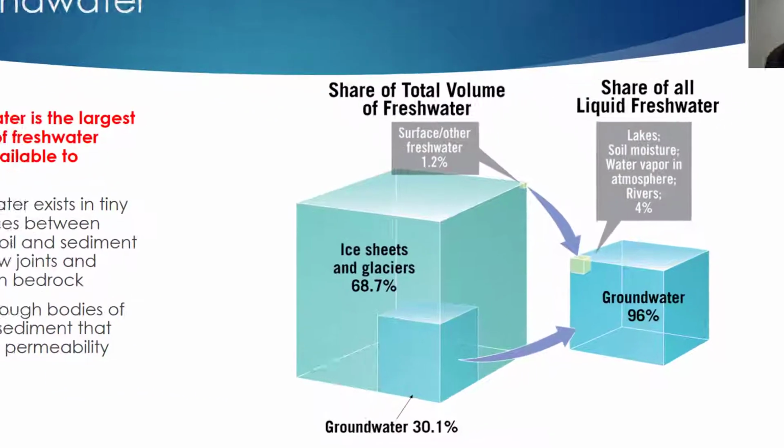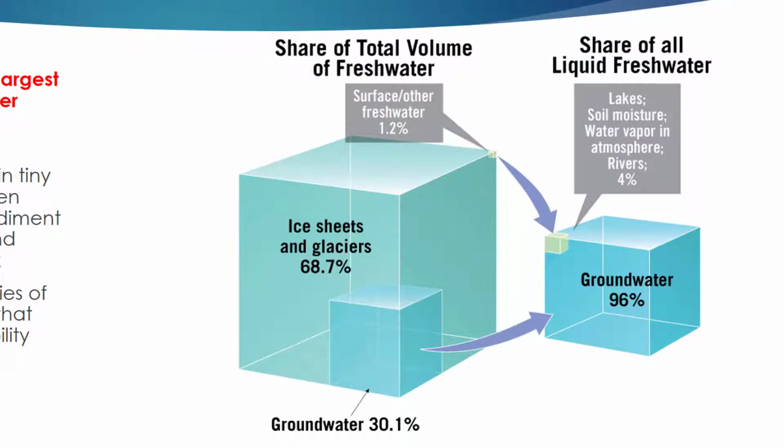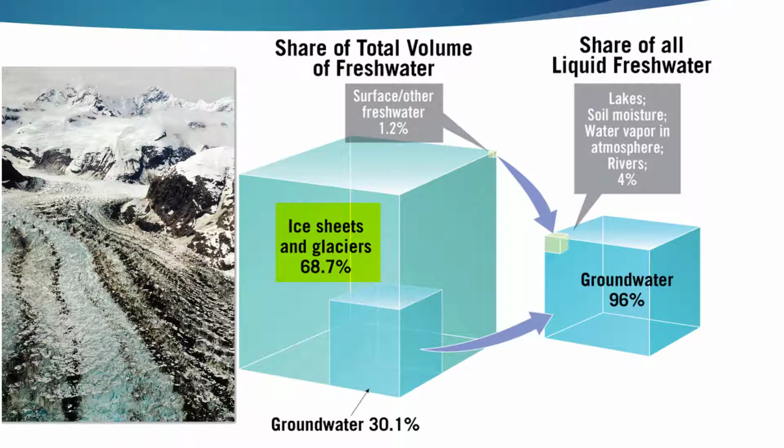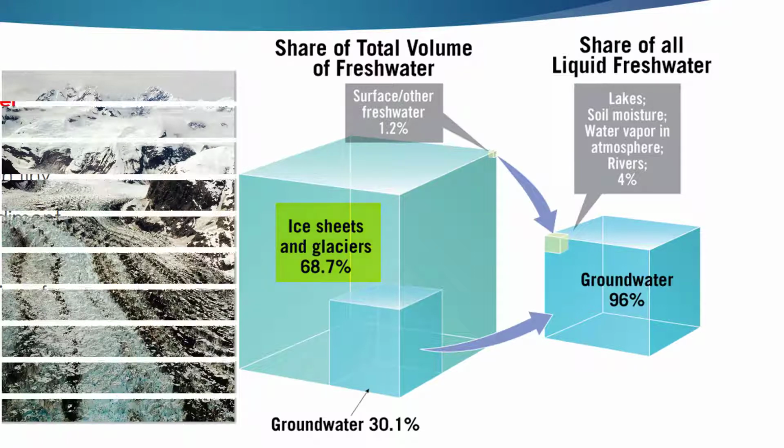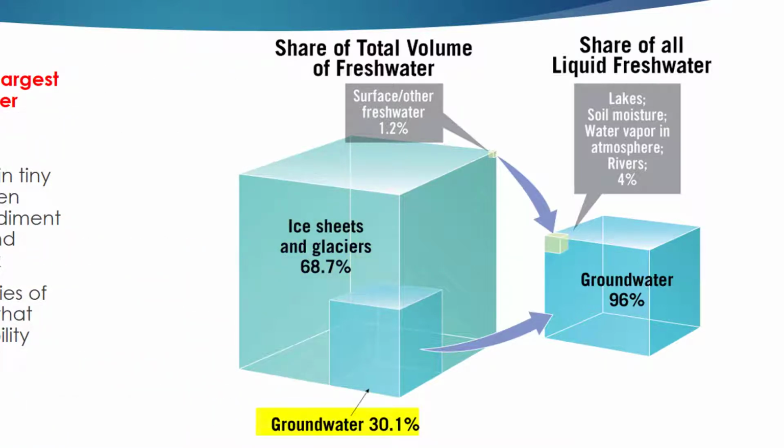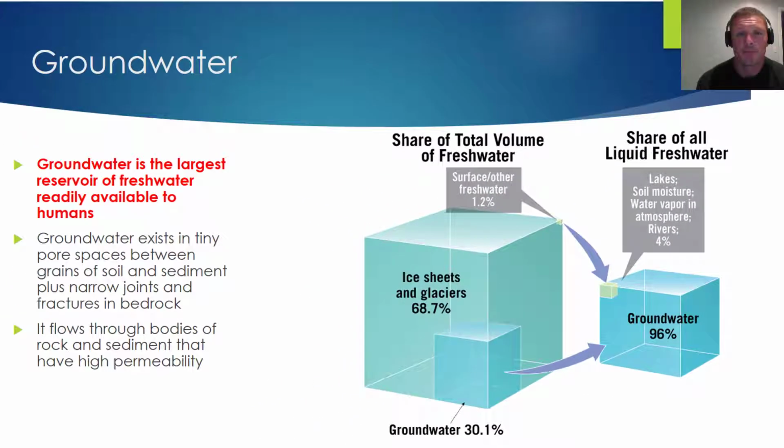If we look at the share of total volume of fresh water on planet Earth, we see that ice sheets and glaciers account for about 68.7% of that fresh water. That is water that is not readily available for our use. But groundwater, which accounts for about 30.1% of the total volume of fresh water and 96% of the share for all liquid fresh water, is readily available for our use.